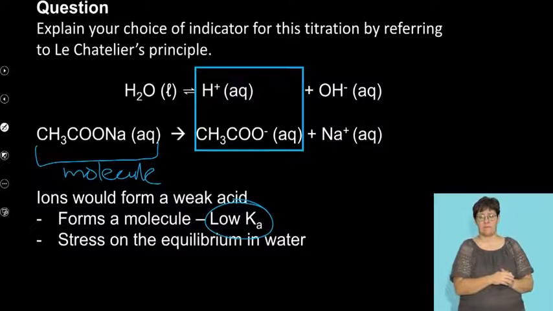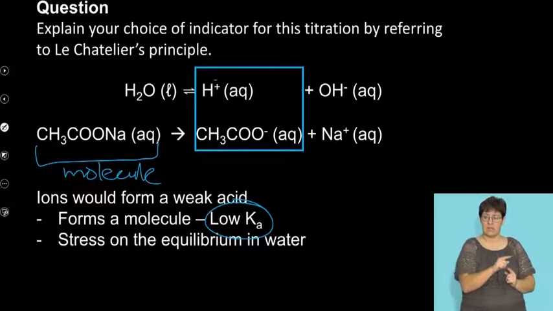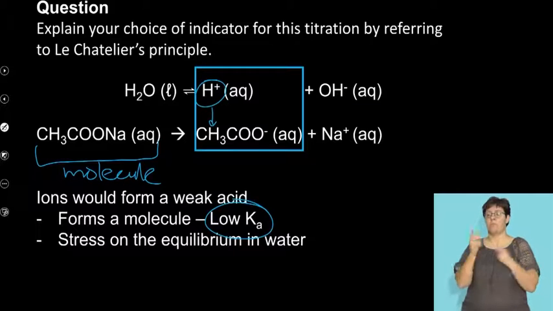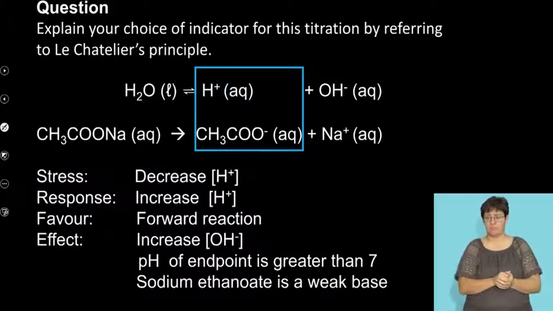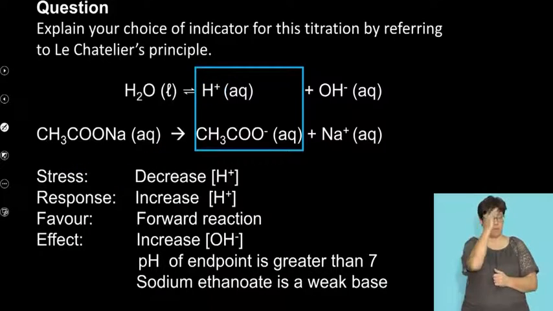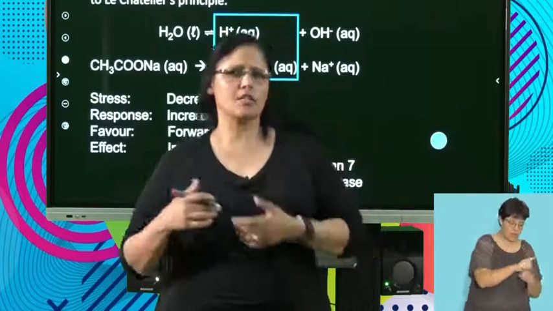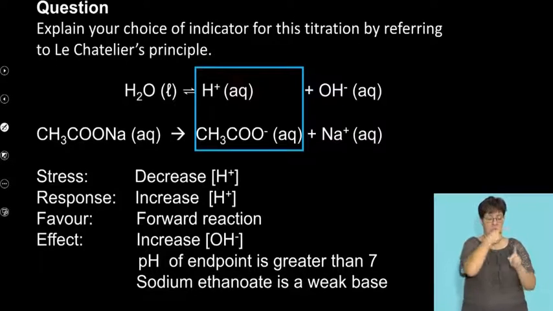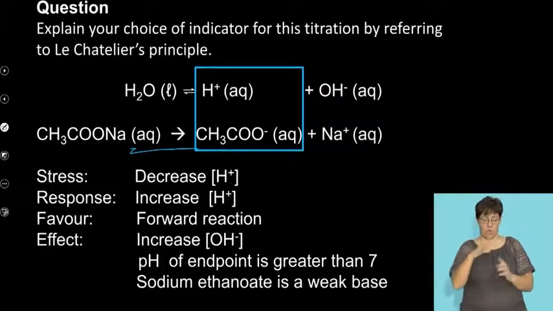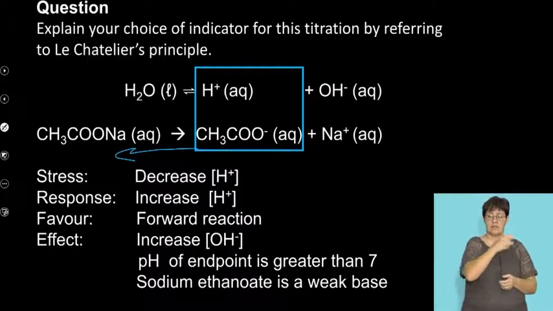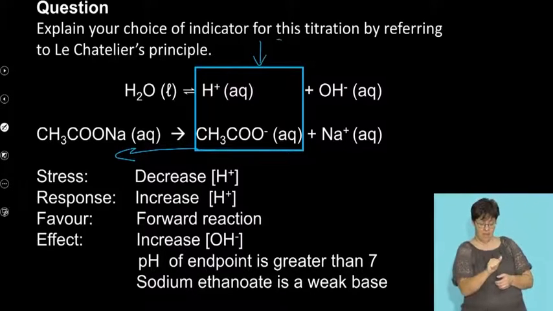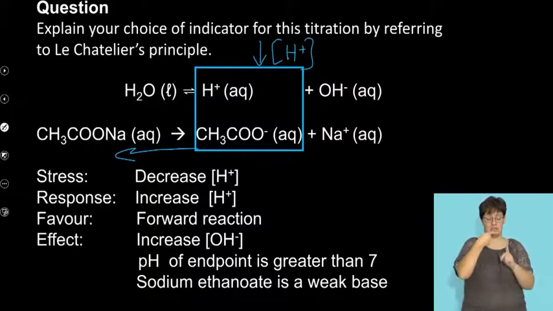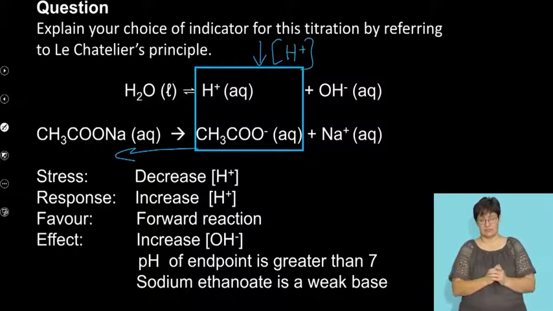So what's the stress on the equilibrium of the water? This hydrogen will combine there, which causes a stress on this equilibrium position. If we now use our methodology to look at what the stress is and what the response is, we know that if this hydrogen and the acetate ion react to form sodium acetate, there will be a decrease in the concentration of hydrogen ions. What will the system do?